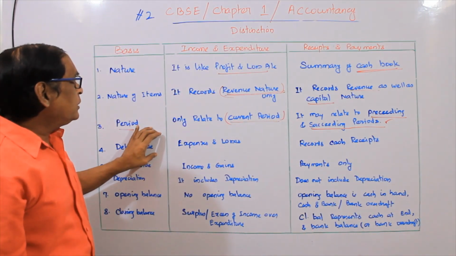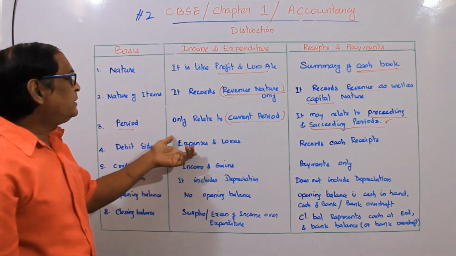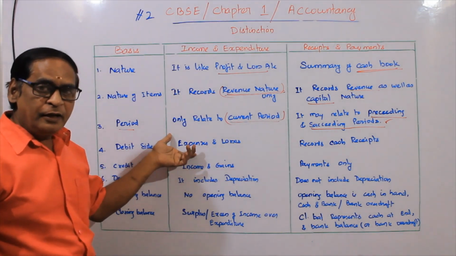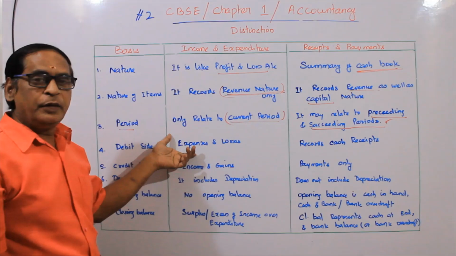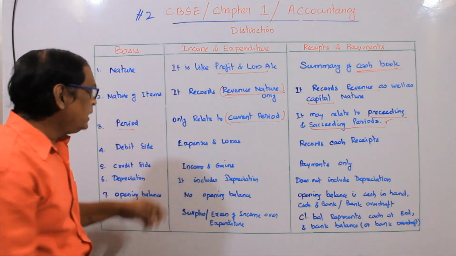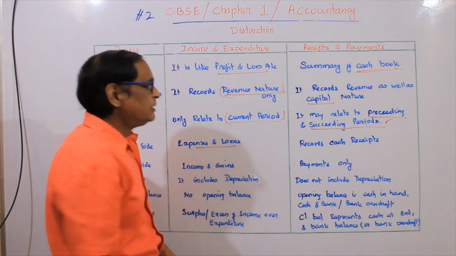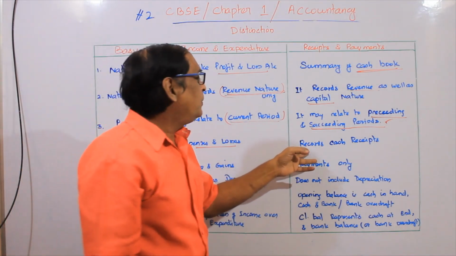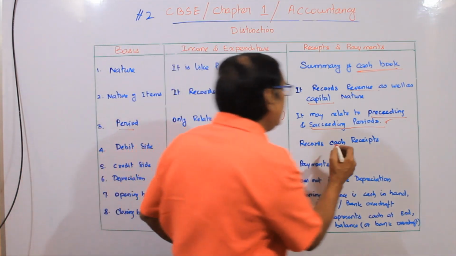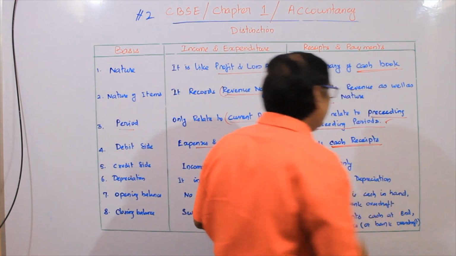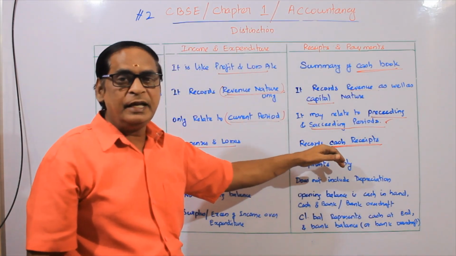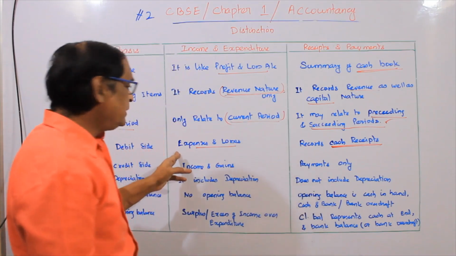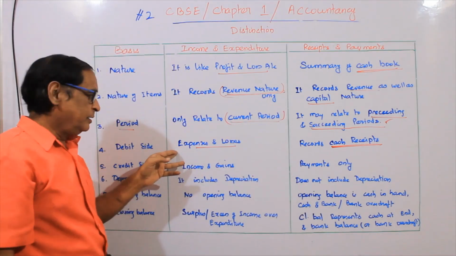And then the debit side. Income and expenditure is of a nominal nature. So debit all expenses and losses. So the debit side will be only expenses and losses. But in the cash book, on the debit side, what comes in? Actually it records only cash receipts. The debit side is the receipt side. Here the debit side is the expenditure side.